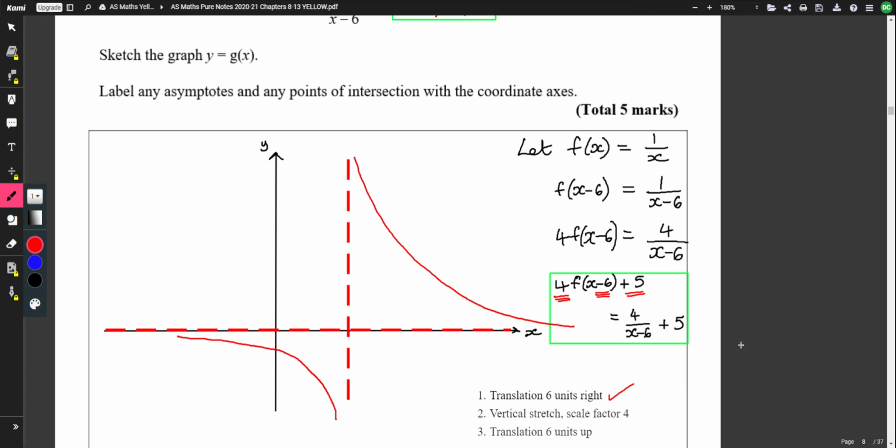Then we get a vertical stretch, scale factor 4. So the y values are going to get multiplied by 4. That doesn't change the shape much, but it does stretch it away from the x-axis.